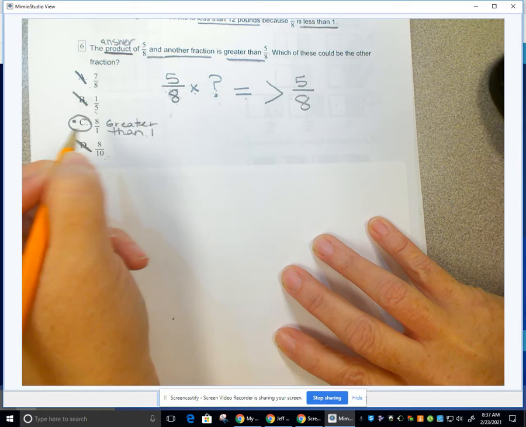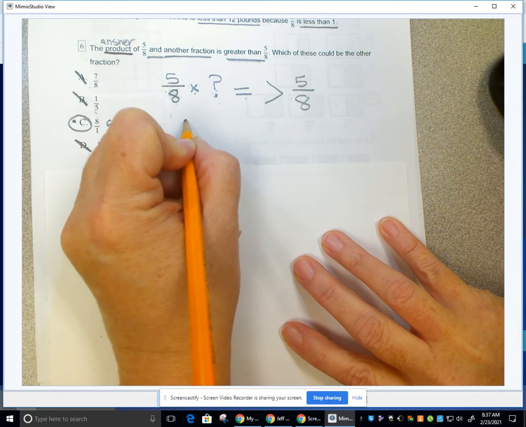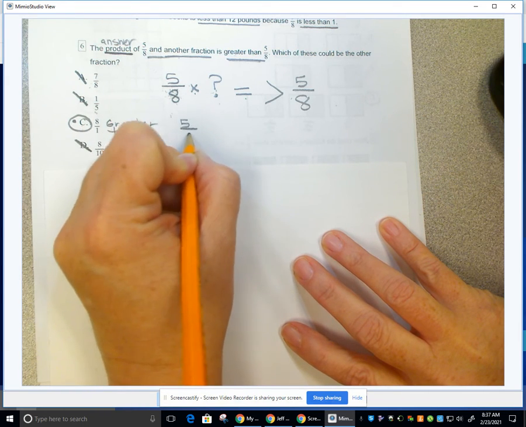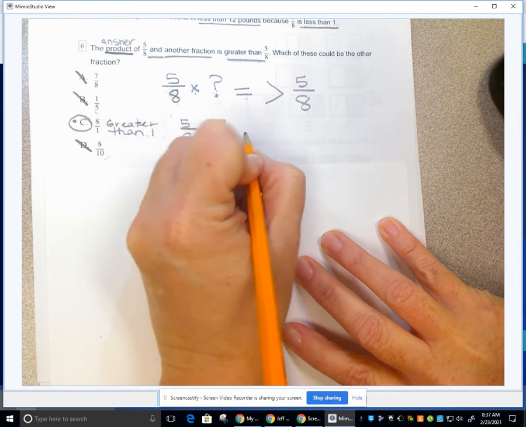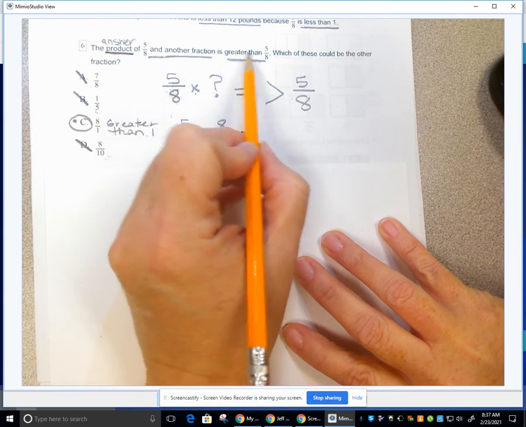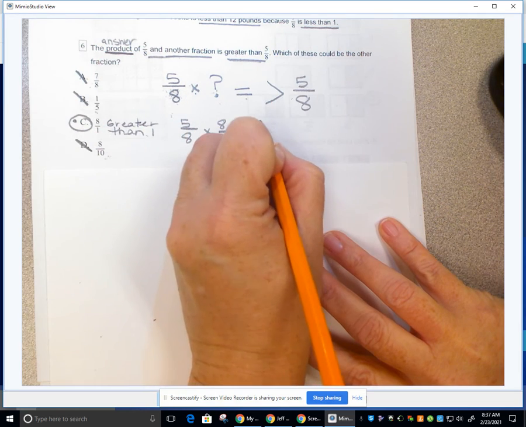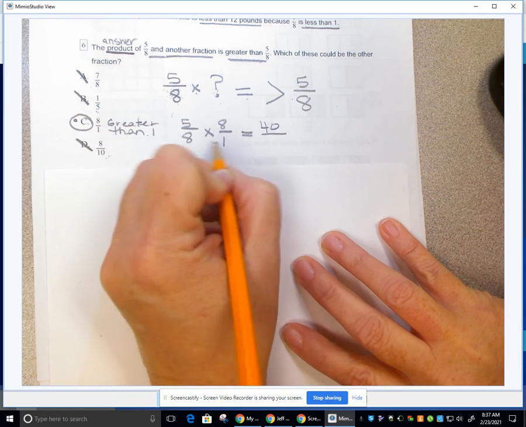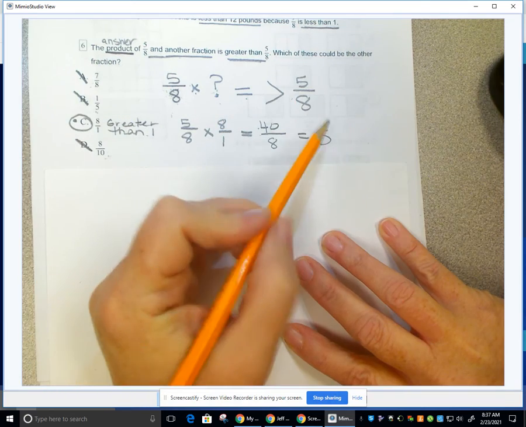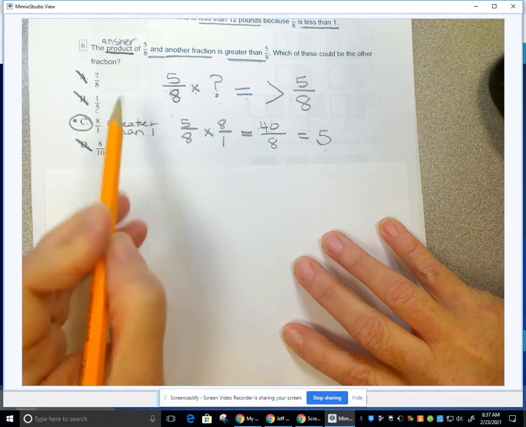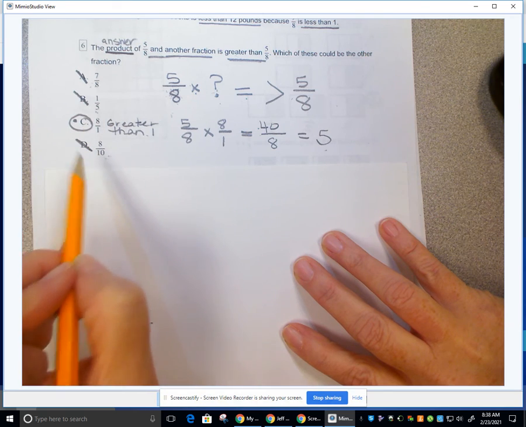And see, I can work that. And just to check it, 5/8 times 8/1 is greater than 5/8. See, look at that. 40/8. And 40 divided by 8 is 5. So that gives us 5 wholes. So C is what I want for number 6.